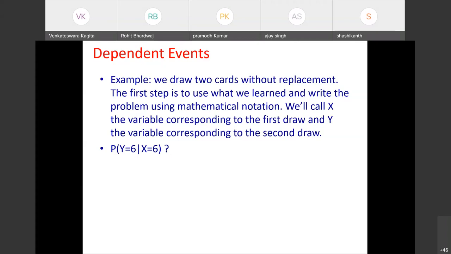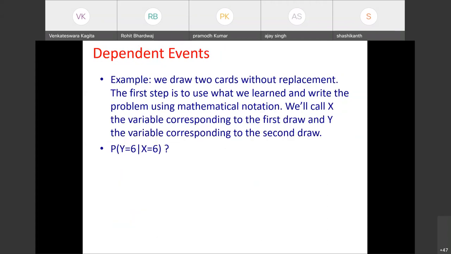So can anyone tell this? What is the probability that y equals 6 given x equals 6? Anyone? How many 6s do we have out of 52 cards? 51. Okay, this is 3 by 51. Very good. Right. So in total, we have four cards with value 6. If we pick up one card with 6 already in the first event, how many cards are we left with of value 6? 3 cards. And how many total number of cards? 51. So the probability is 3 by 51, right?